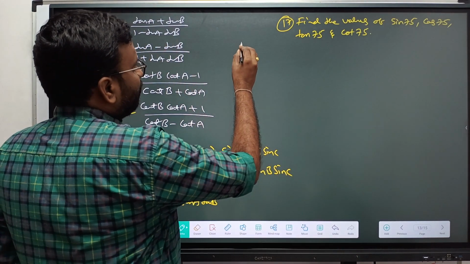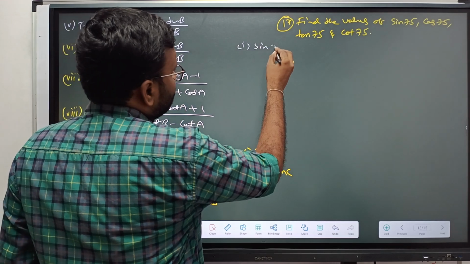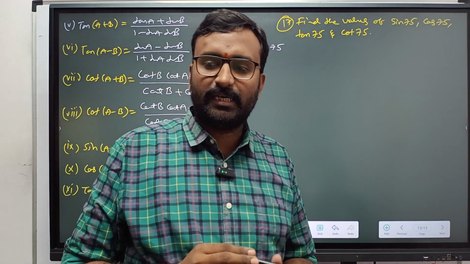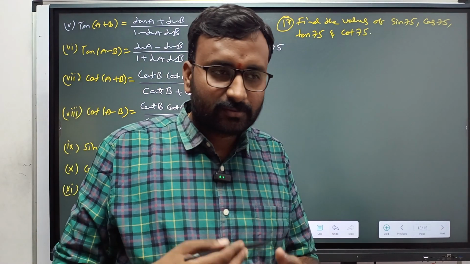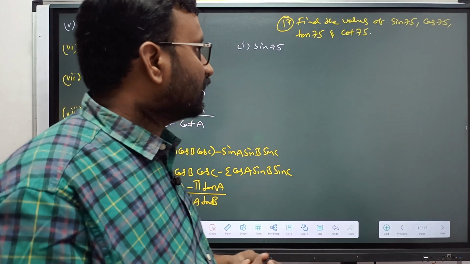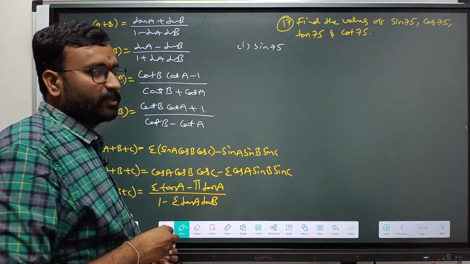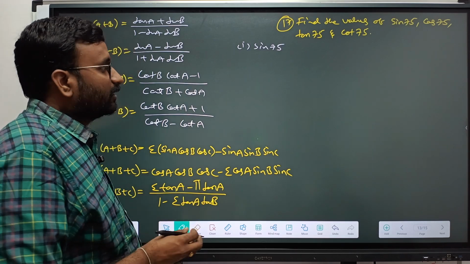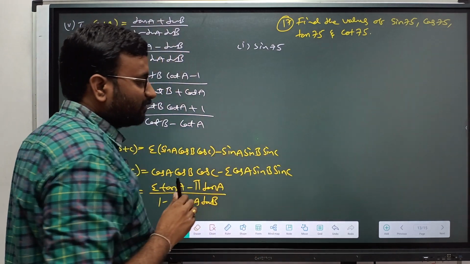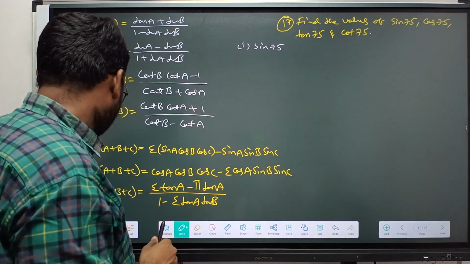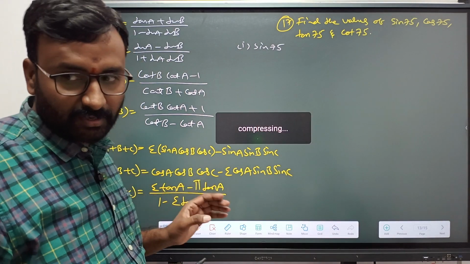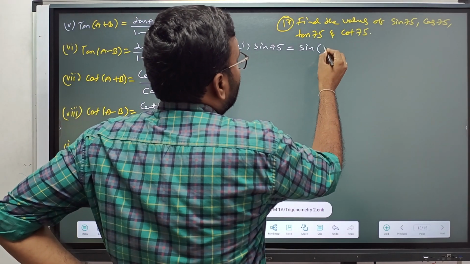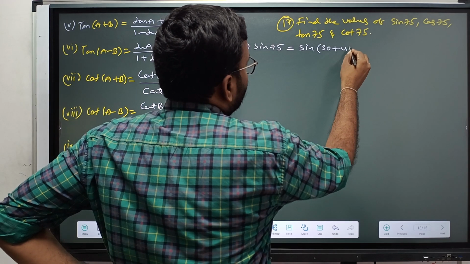I am finding sine 75 first. We know the values for 0, 30, 45, 60, 90, 180 and so on. But here he is asking 75, which is not a multiple of those angles. How can you find this sine 75 value? By using compound angles, we can find it easily. That's why this is an example for compound angles. So 75 we can write as 30 plus 45 or 45 plus 30.